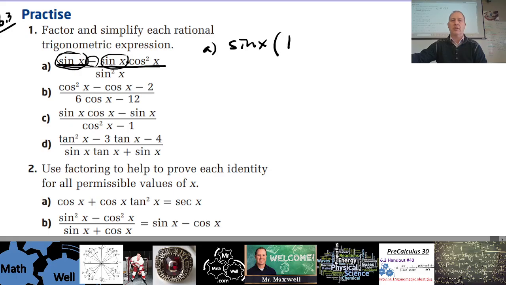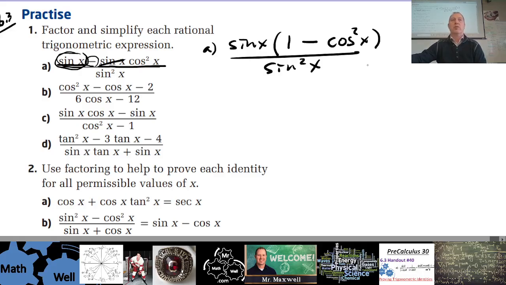I took out a positive sine x, so this minus stays a minus in there. And then if I have sine x times cos squared x, and I divide that by sine x, that's gone, and I'm left with just cos squared x. The bottom will stay sine squared x. Okay. All right. Good with that first step, the factoring there. You see the common factor? That's pretty basic recognition, pretty basic skill there. Sine x is a common factor.